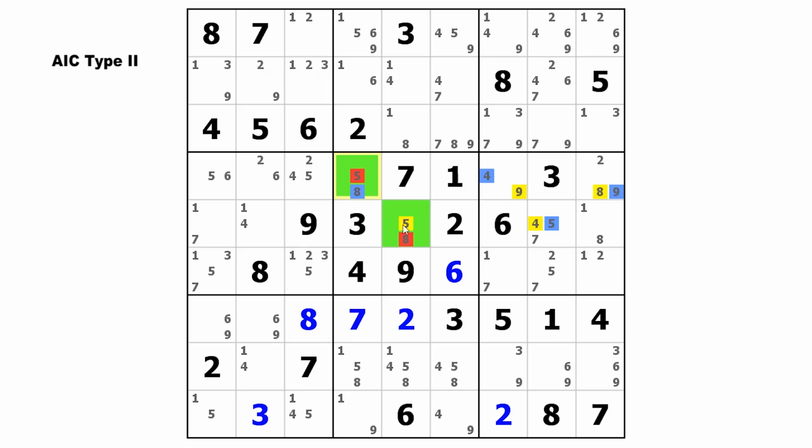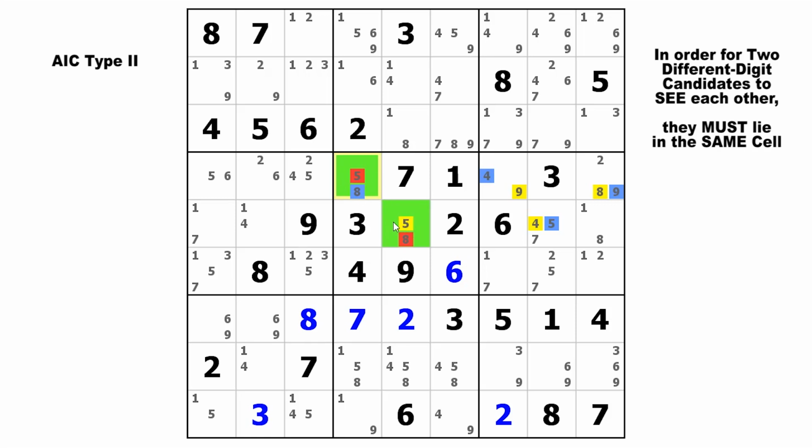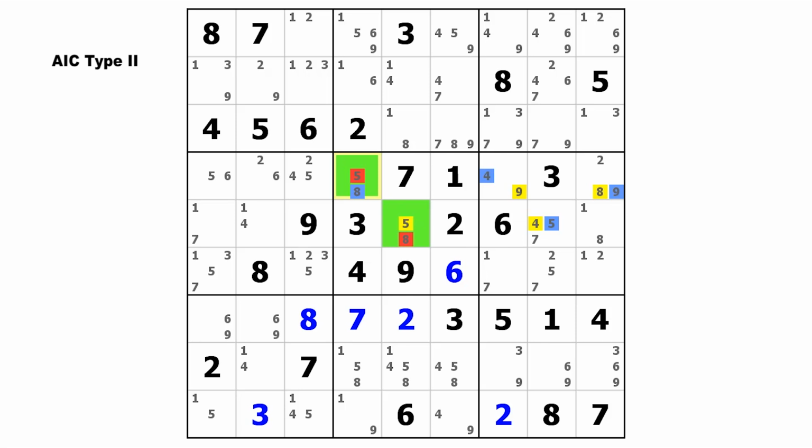Now remember, this yellow 5 and the blue 8, which are the endpoints of our chain, do not technically see each other because they lie in different cells. Remember, for two different digit candidates to see each other, they must lie in the same cell. But these cells see each other, and that's all we need. So we know when we have two identical bi-value cells that are hooked up with an AIC Type II, we can immediately enter those two strongly linked endpoint candidates into their cells, just like that. Okay, let's go to the next one.